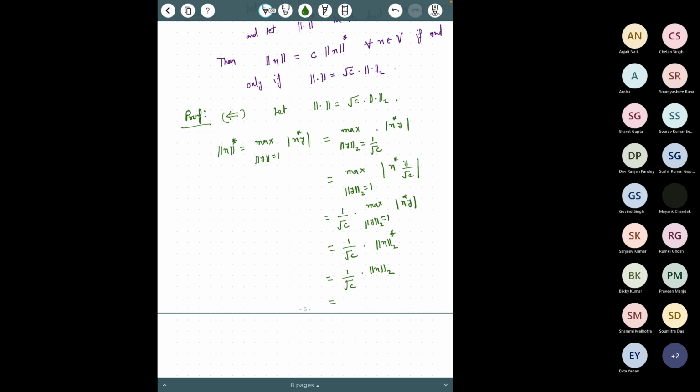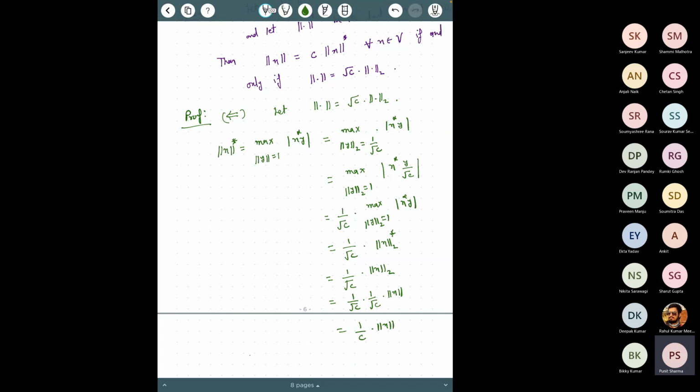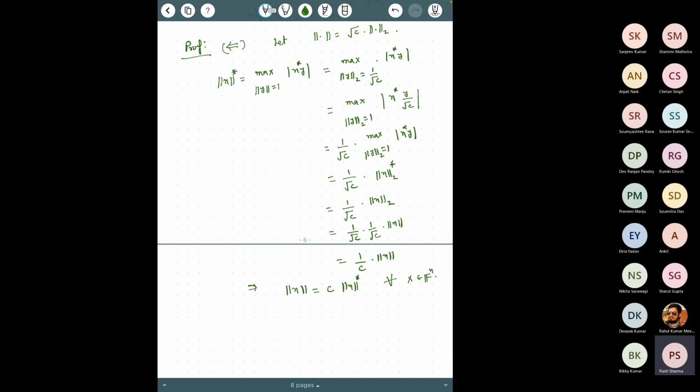But then what is this? Again by assumption, by hypothesis, it is 1 upon root C times the norm of x. So 1 upon root C times the norm of x, but then what is this? It is 1 upon C times the norm of x. So this implies that the norm of x is C times the dual norm of x, and this is true for all vectors x. Okay, so this proves the only if direction.